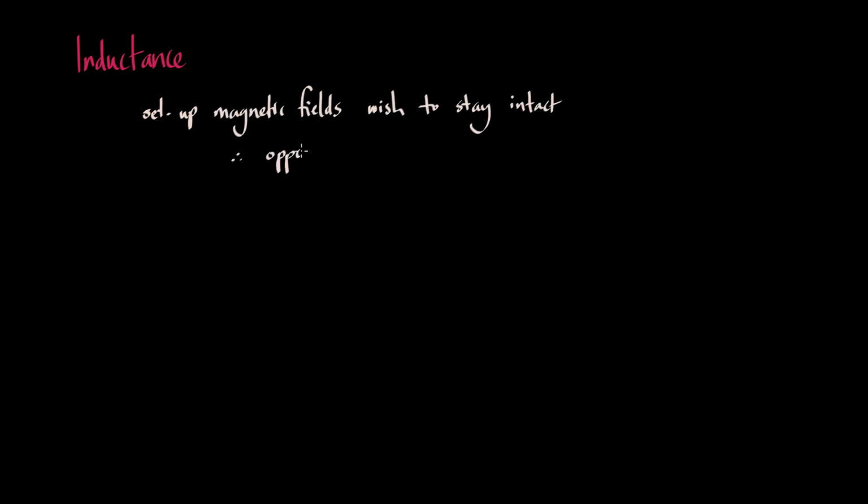The ability for a conductor such as a wire to store energy in the form of a magnetic field leads to a property known as inductance. A way to understand this is that the magnetic field that is set up due to the current wishes to stay intact and thus opposes any change in current flow.